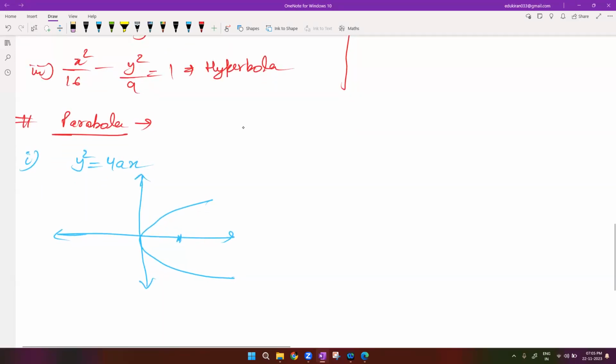So this is y squared equals 4ax, and we need to know three things here. Like for a circle, we need to define the center and radius, similarly for a parabola we need to define the focus. This is the focus, and the coordinate of the focus is (a, 0). This is a. And one more thing is the directrix. This directrix is at the same distance from the vertex as the focus, and this is the vertex.